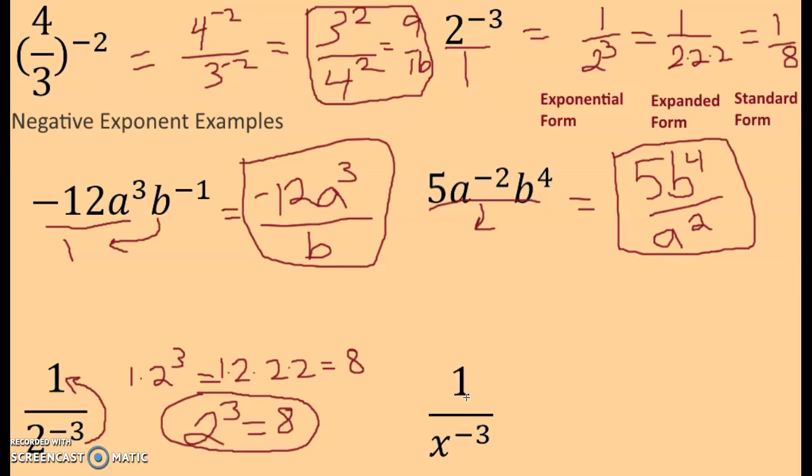Now we have 1 over x to the negative third power. Flip the x to the negative third over the bar and change the sign. So it becomes x to the positive third power. So x cubed is our answer, our simplified expression.